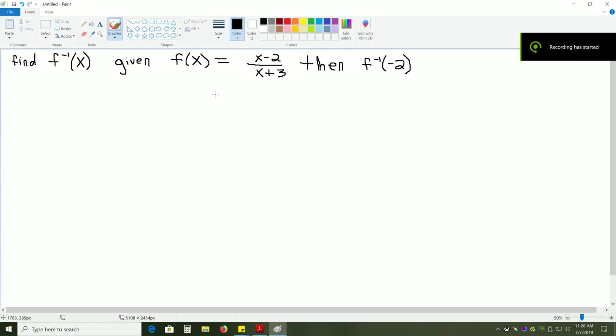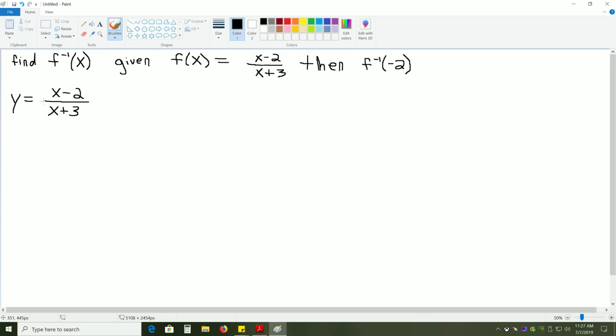For this problem, we want to find f inverse of x, given f of x equals (x minus 2) over (x plus 3). Then, we want to find f inverse of negative 2. So when you're finding the inverse function, f inverse of x, your first step is to rewrite your function f of x as its old notation that we used to use in equations of just y. That gives us y equals (x minus 2) over (x plus 3).